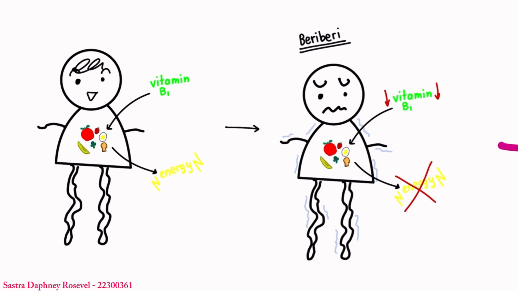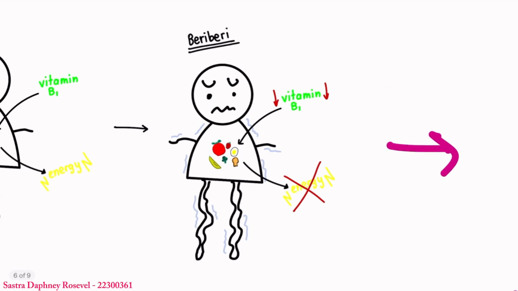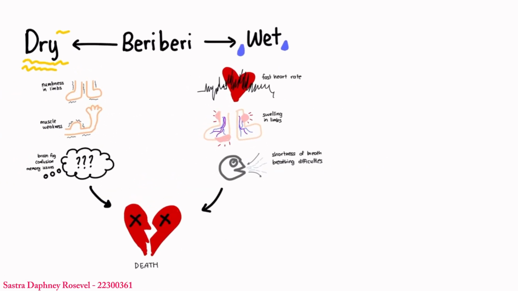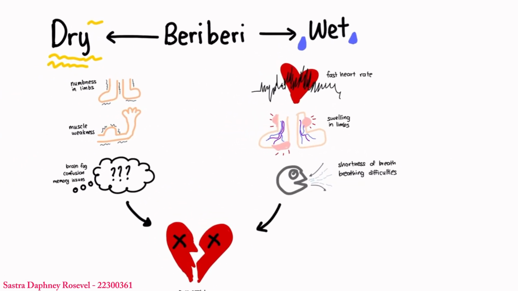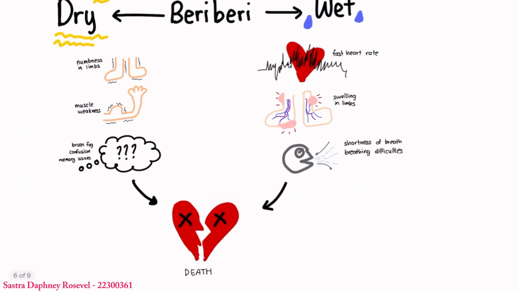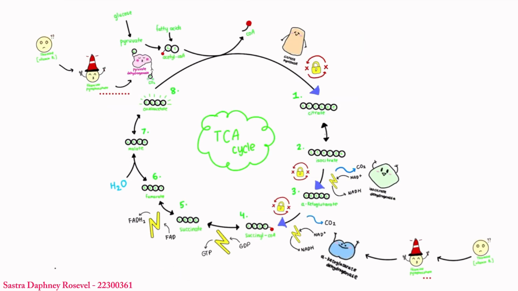The vitamin thiamine is important for enzymes that aid in energy production, especially for energy-demanding tissues such as the nervous system, heart, and muscles. There are various symptoms of beriberi that fall under two types of beriberi, dry and wet, and the symptoms are as shown here. Ultimately, the worst outcome of beriberi, both wet and dry, if untreated, is death. Now, how does a deficiency of thiamine cause beriberi?